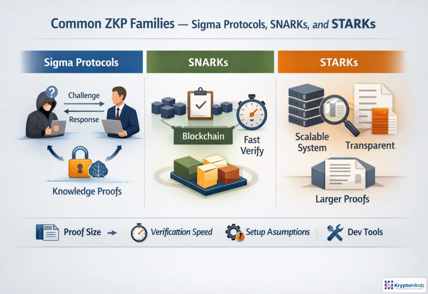Zero-knowledge proofs are a family of systems, not one tool. Sigma protocols are conceptually simple and often use an interactive commit-challenge-response pattern to prove knowledge. SNARKs optimize for tiny proofs and fast verification, making them popular in blockchain and compact verification workflows. STARKs avoid trusted setup and scale well for large computations, but usually produce larger proofs. The right engineering choice depends on size, speed, assumptions, and tooling.